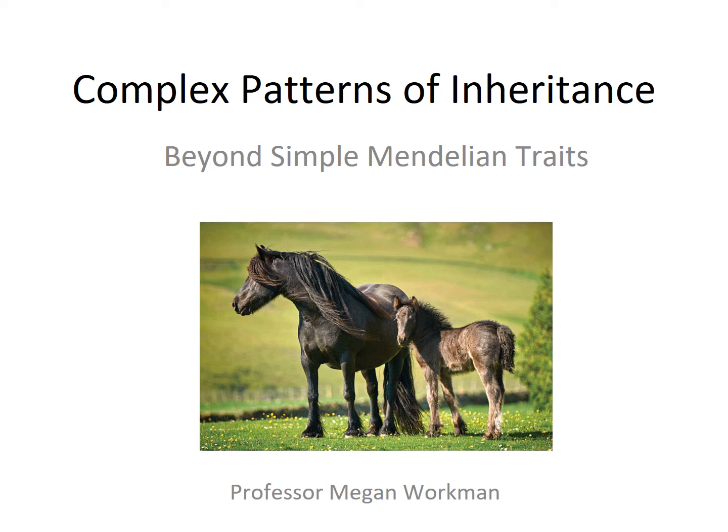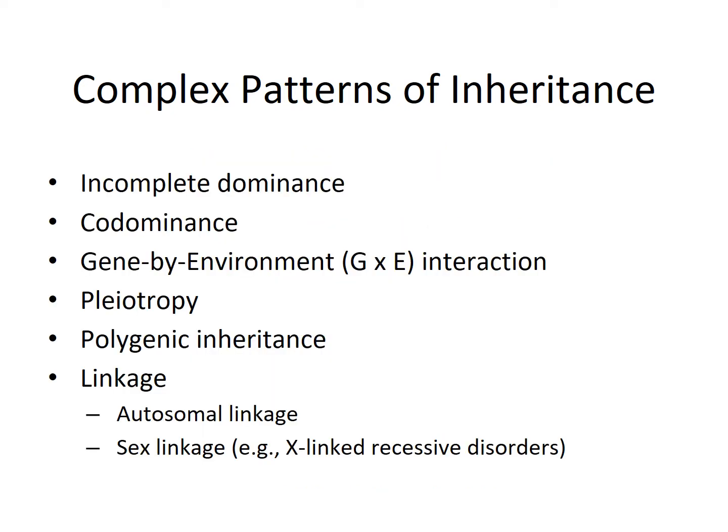Welcome to this continuation of our discussion about inheritance. Today we will talk about complex patterns of inheritance that go beyond the simple Mendelian traits we have considered previously. This lesson will extend our understanding of inheritance by evaluating other ways that complex traits are passed from parents to their children. These include incomplete dominance, codominance, gene by environment interaction, pleiotropy, polygenic inheritance, and different types of linkage.